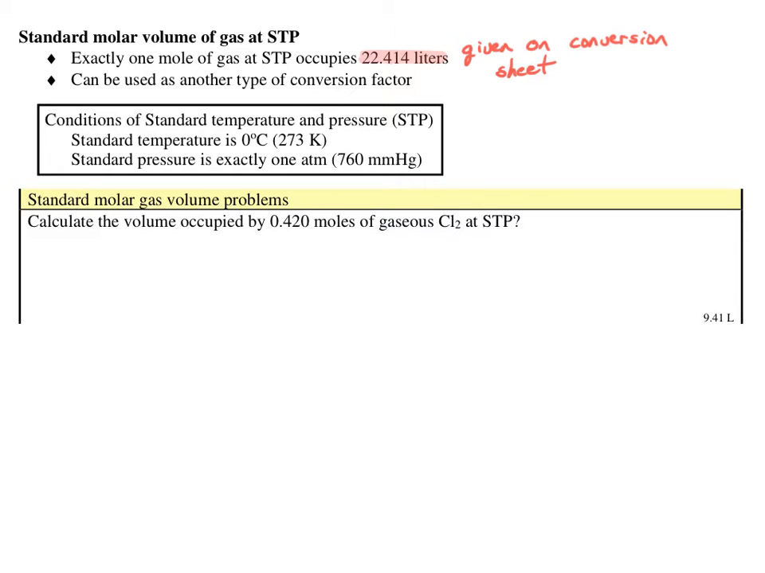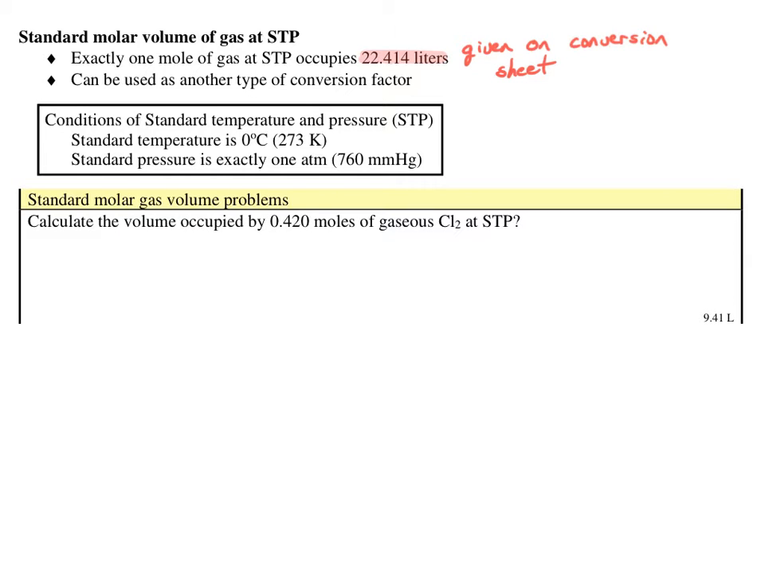We're going to go through another means of determining the number of moles of a sample, and that's using the standard molar volume of a gas at STP. Under STP conditions, every gas has exactly the same molar volume, and that value is 22.414. Don't have to memorize this. It's given on your conversion sheet, but if you do a number of problems, you'll probably accidentally memorize this.